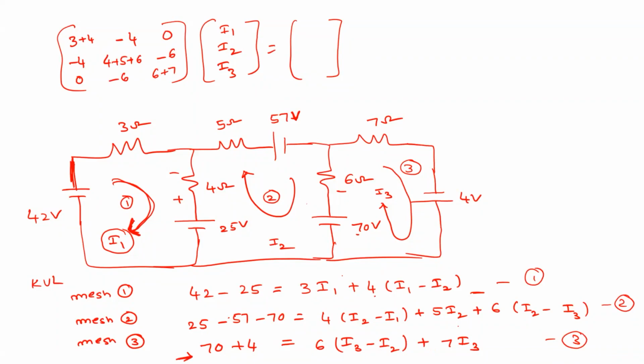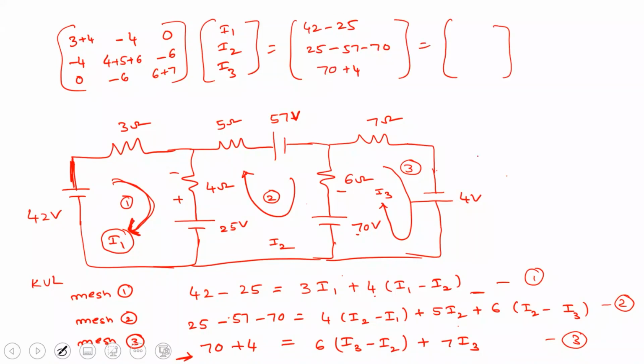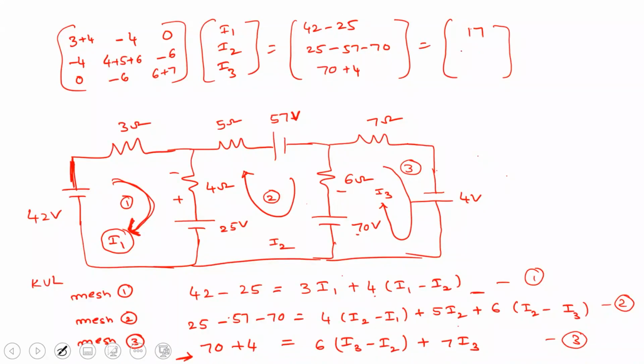So what is the other side? The first one is 42 minus 25, that's 17. Then minus 57 minus 70 and 70 plus 4. Purposefully, I am writing this one. What is the last one? Minus 102, then 74. Right? Okay.